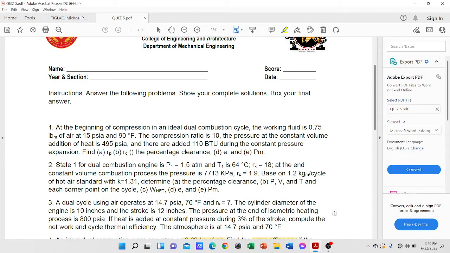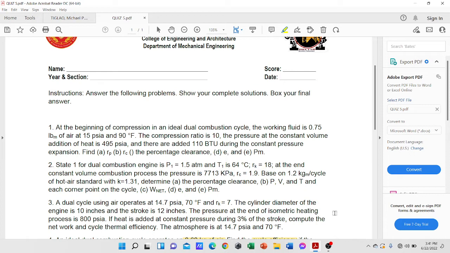For problem number 1, state 1 for dual combustion engine is P1 equals 1.5 atm, and temperature 1 is 64 degrees Celsius. Rk is equal to 18.